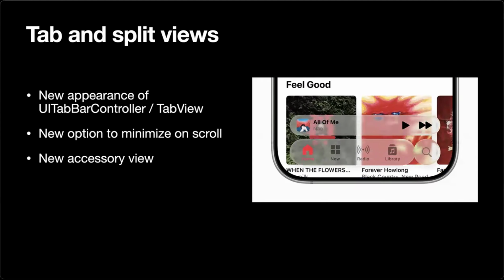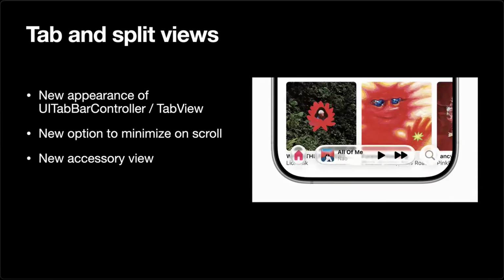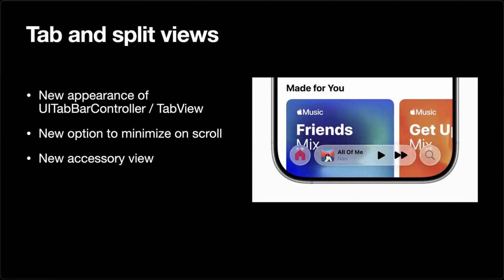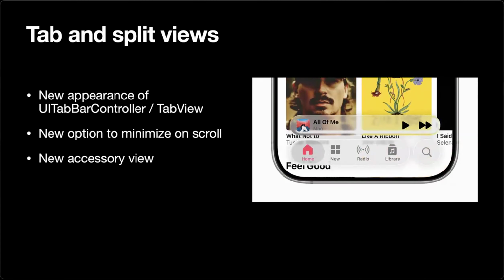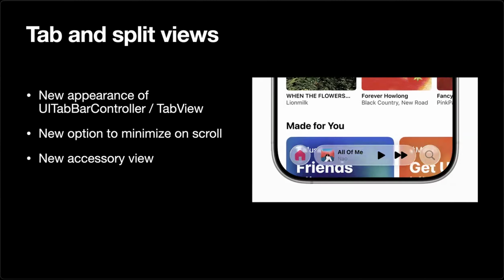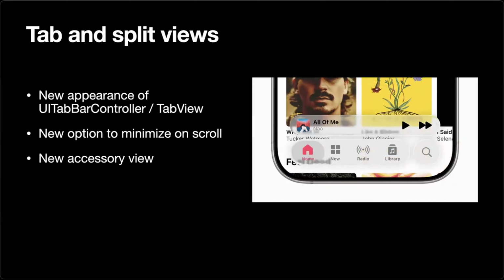There are some new things happening here in tab bars. This video is illustrating what's going on in the Apple Music app on iOS 26. You'll notice a couple of new things. So there's this new glass appearance, which is the material I mentioned existing between the content of the Music app and the control layer, these buttons in the tab bar.